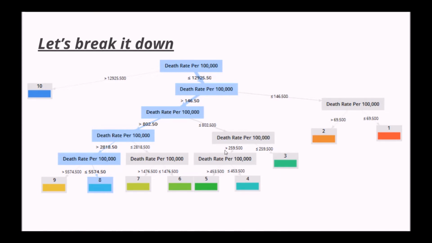greater than 259, and then less than or equal to 802, and then greater than 146. So again, you can see how it's broken down.